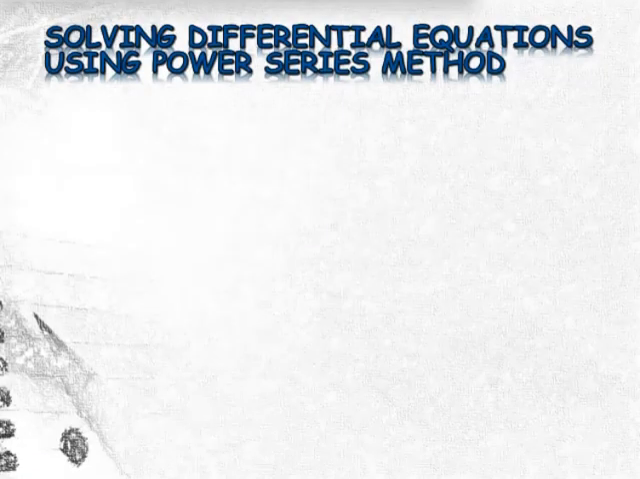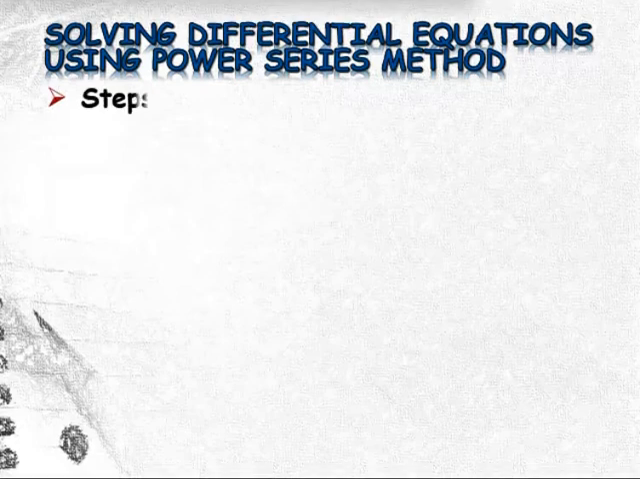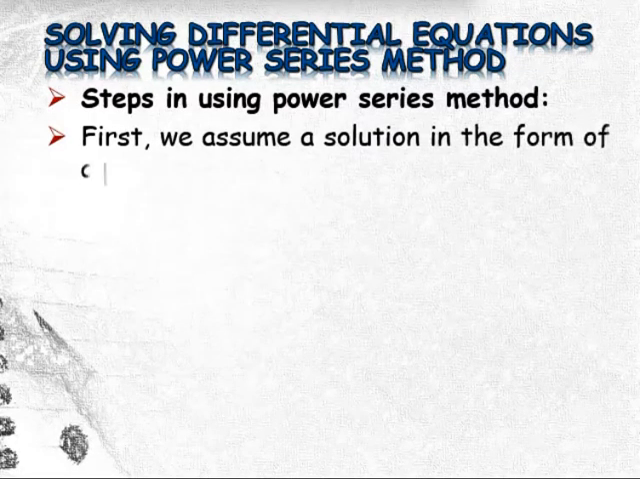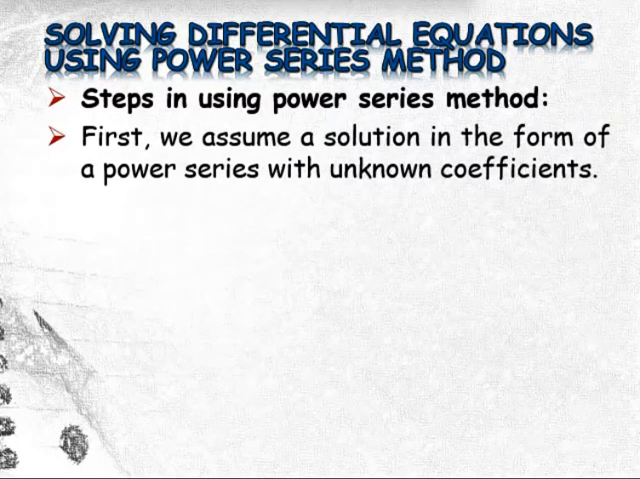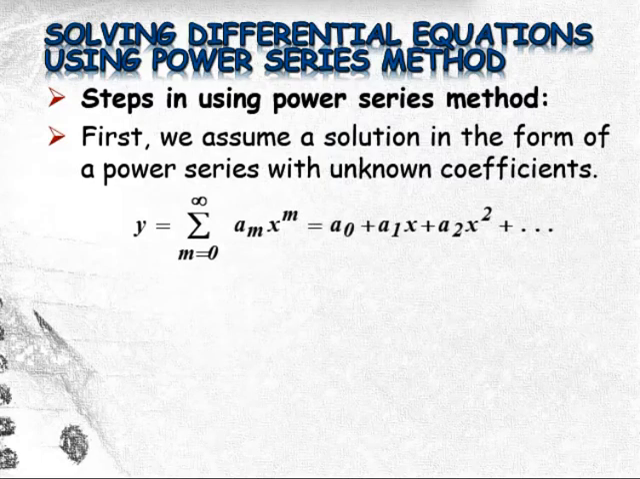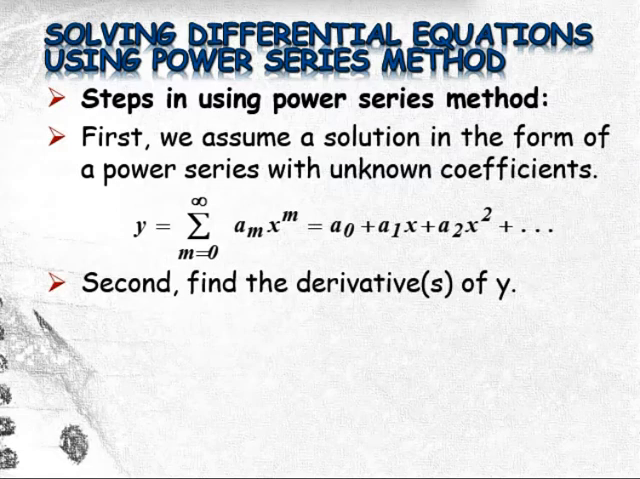So here are the steps in solving differential equations using the power series method. First, we assume a solution in the form of a power series with unknown coefficients. So let y be equal to the summation of a sub m x to the m from m equals 0 to infinity. Second, find the derivatives of y.